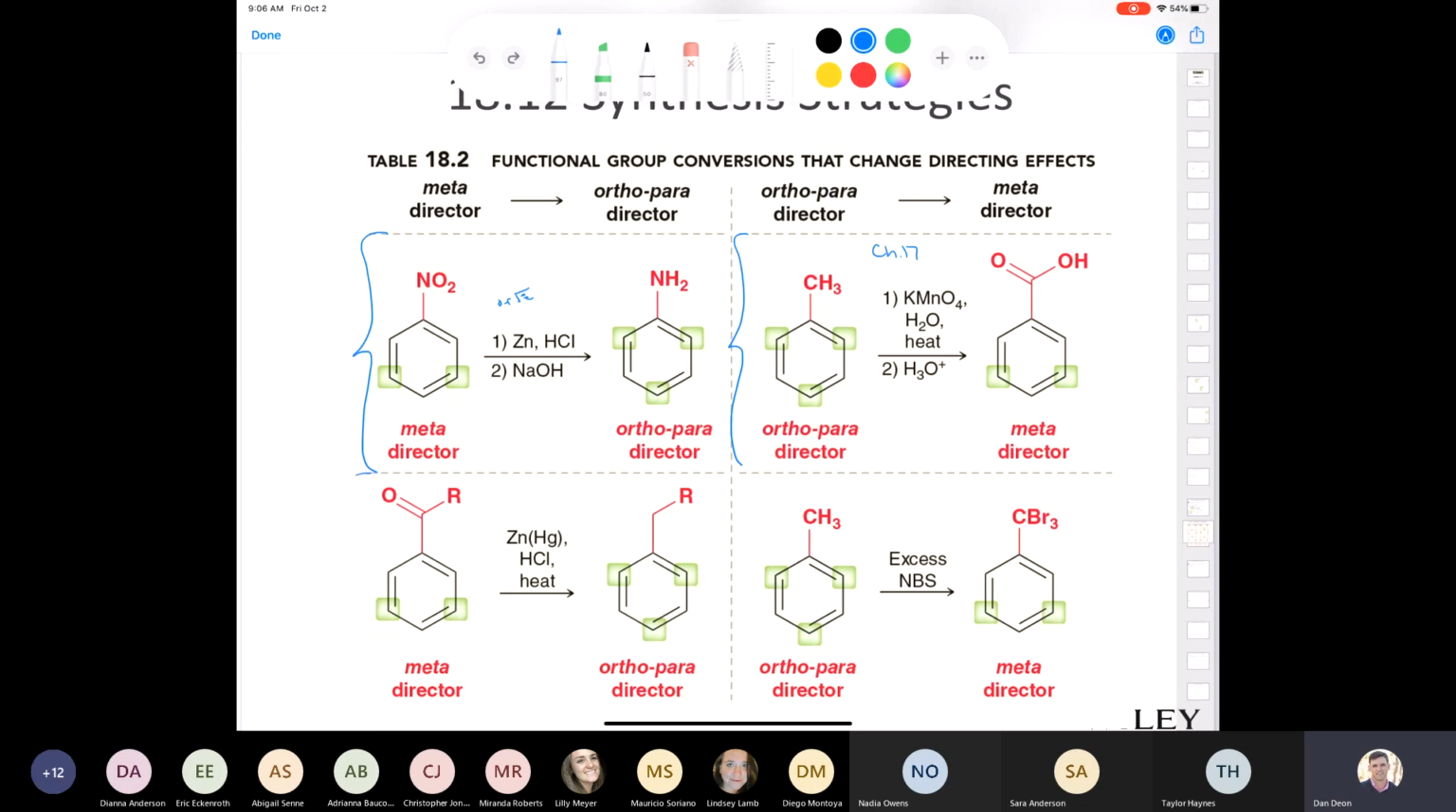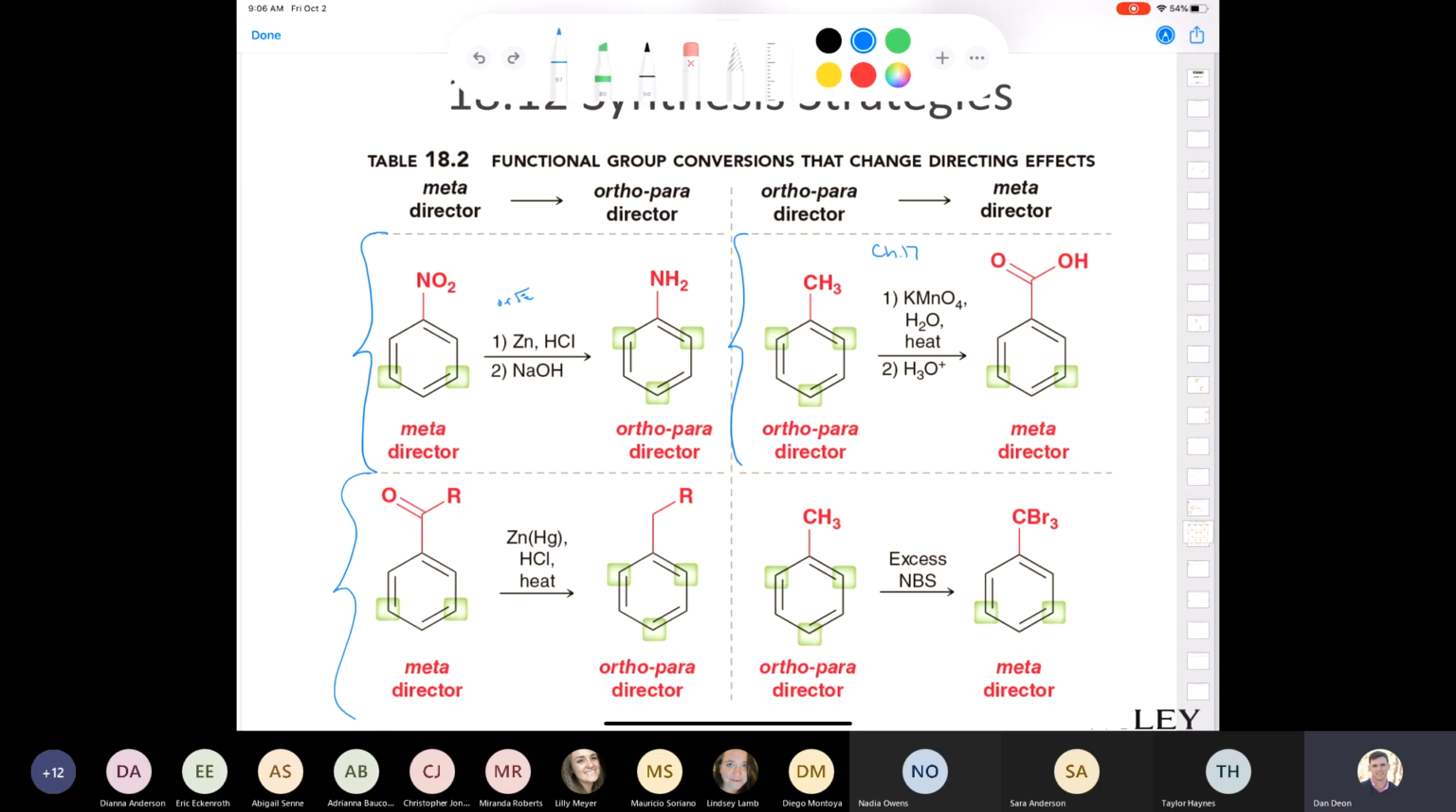What else? If we have an acyl group from Friedel-Crafts acylation, that's going to be a moderate deactivator and a meta director. But if we reduce that using a Clemmensen reduction, then we have an alkyl group, and alkyl groups are ortho-para directing.